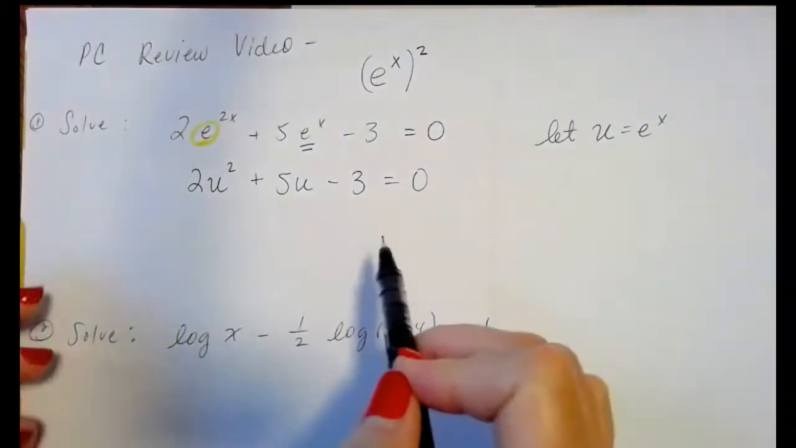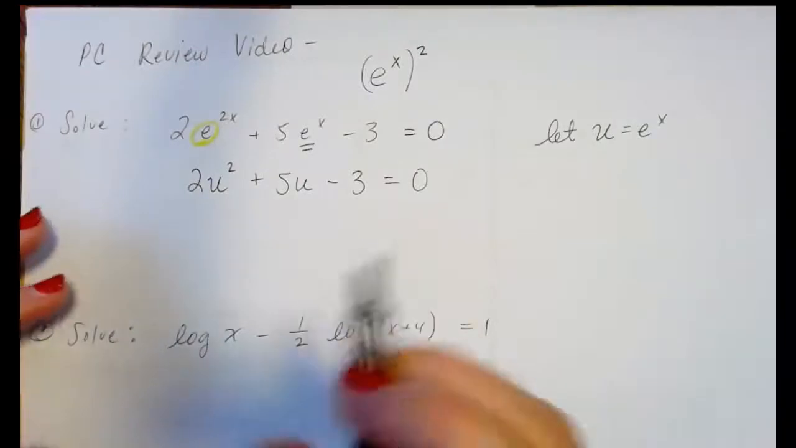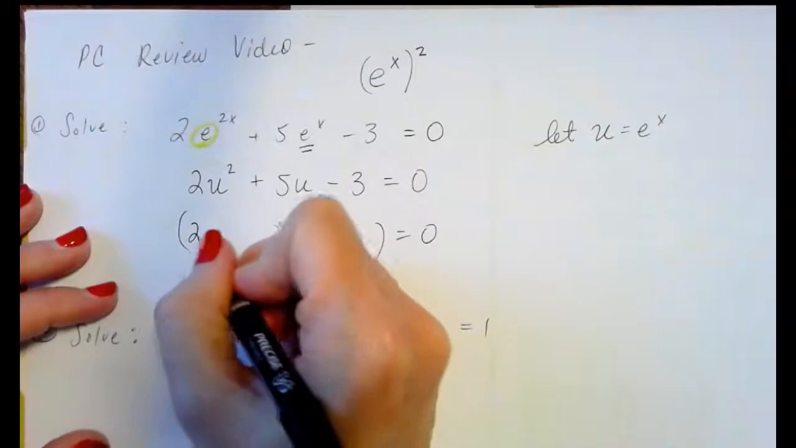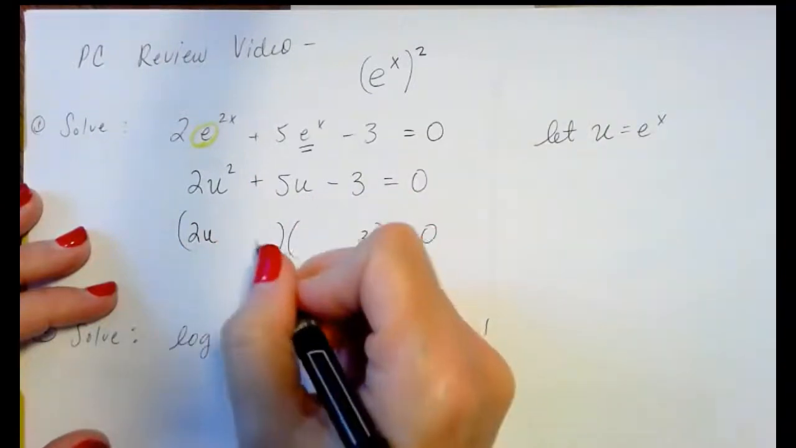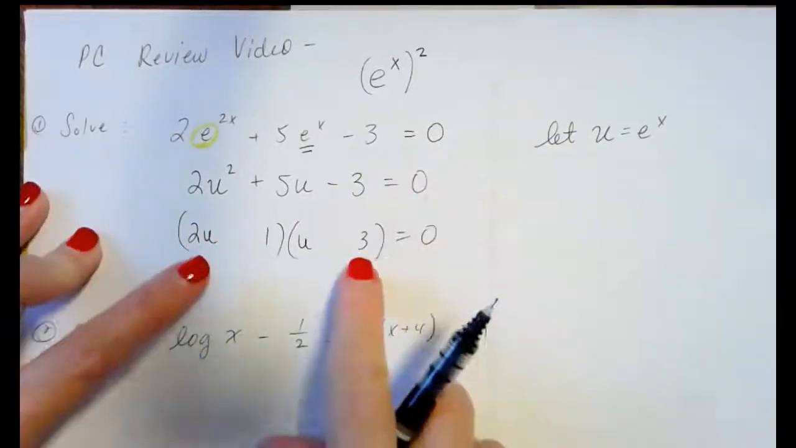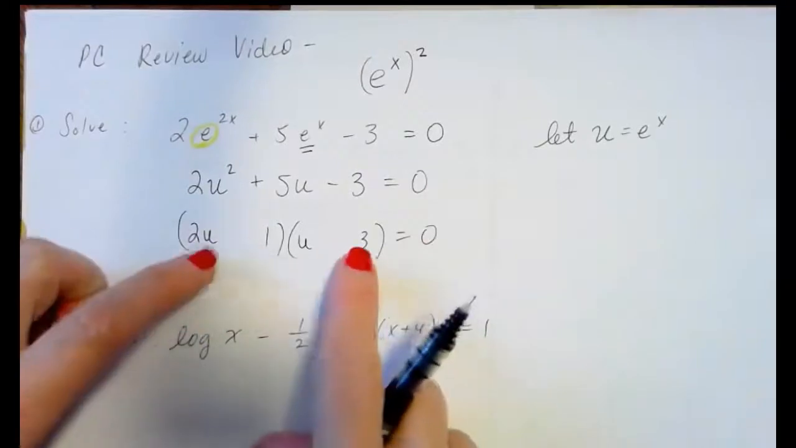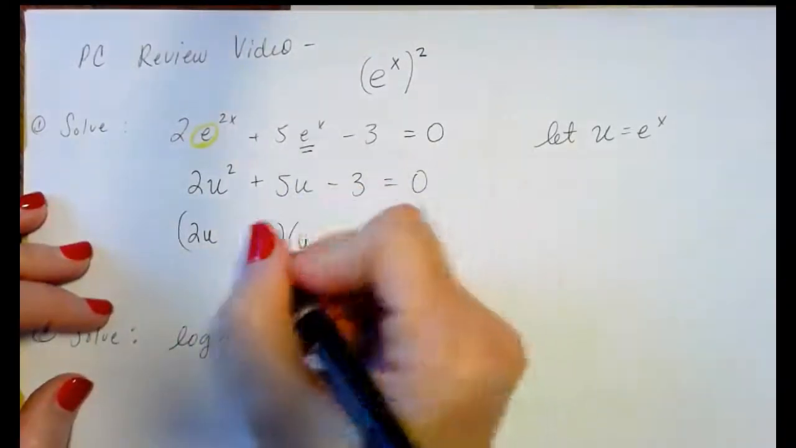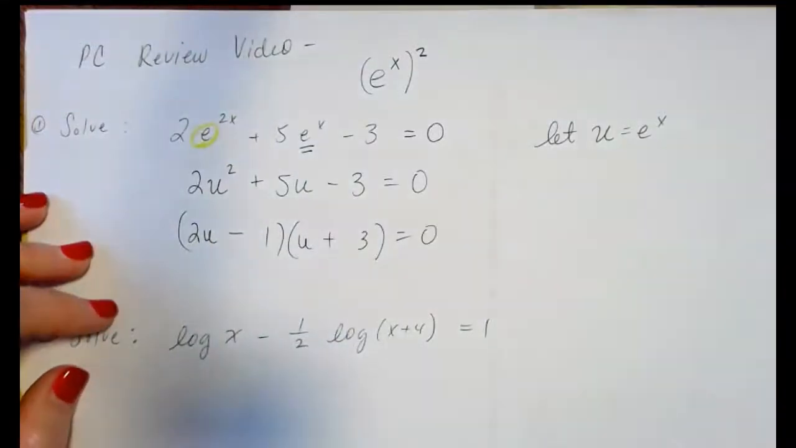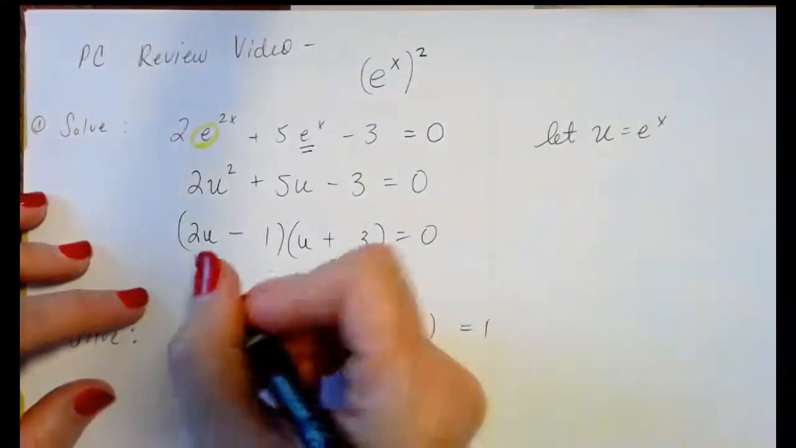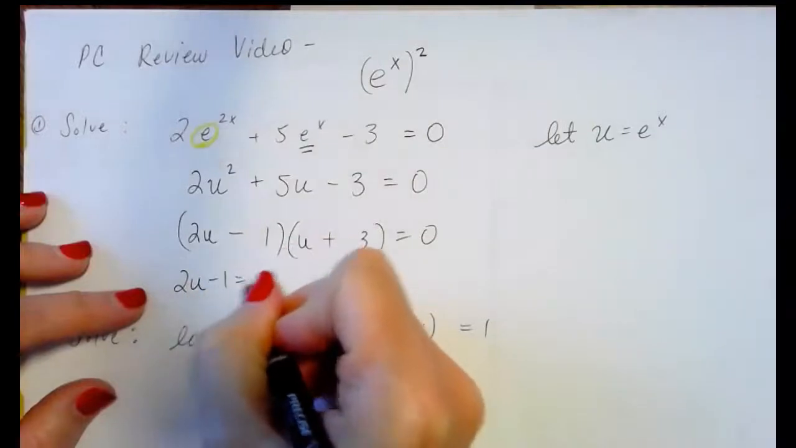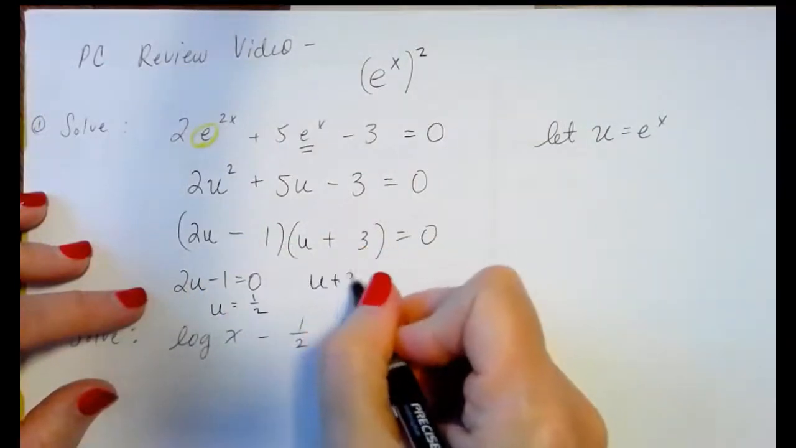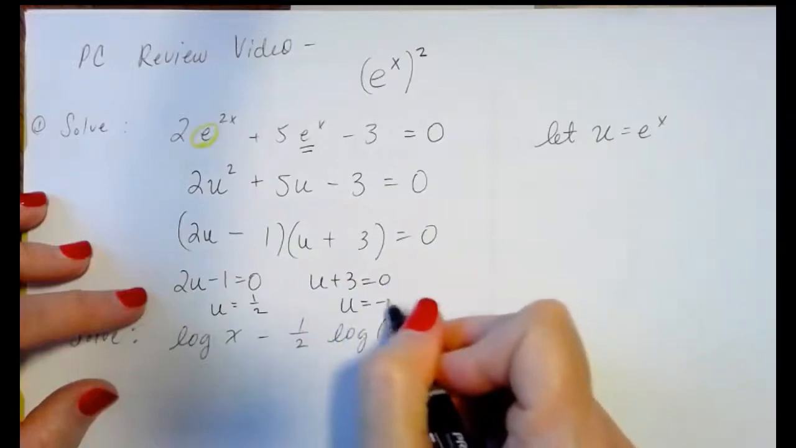So now you can see that this is just a simple quadratic equation that we can factor. So 2u, 3, 1u, there's 6, there's 1. 6 minus 1 is going to give us 5. We need the 6 to be positive and the 1 to be negative. So this allows us to see that 2u minus 1 equals 0, therefore u equals 1/2. U plus 3 equals 0, u equals negative 3.